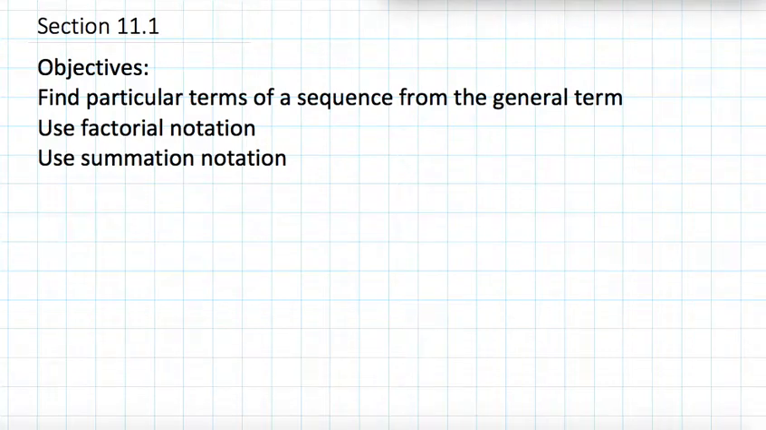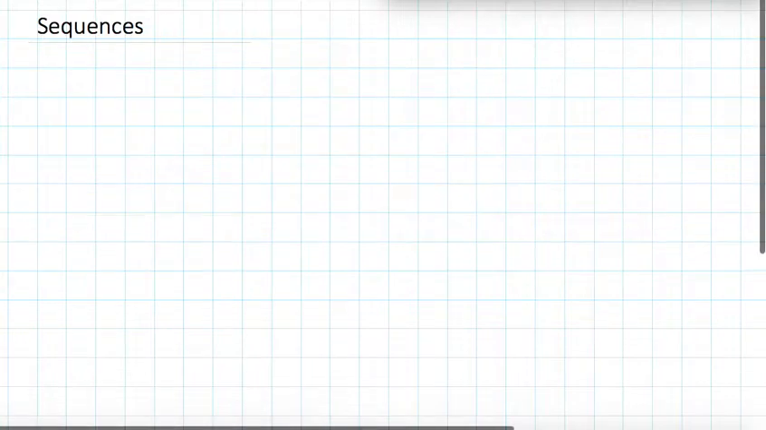This video is for section 11.1. Our objectives in this section are to find particular terms of a sequence from the general term, use factorial notation, and use summation notation. So we're going to start by defining what a sequence is.